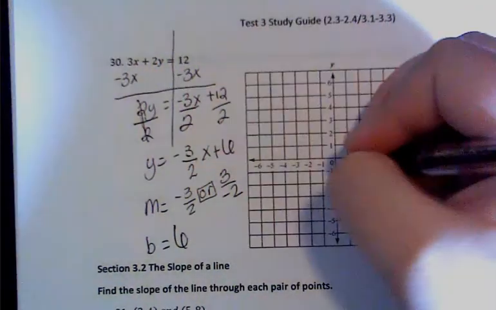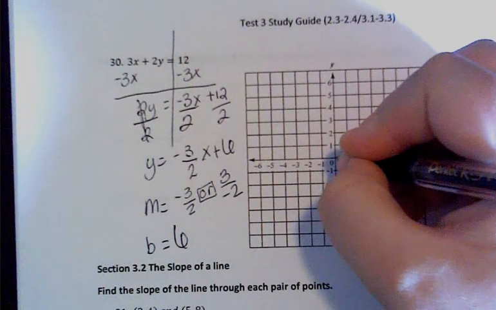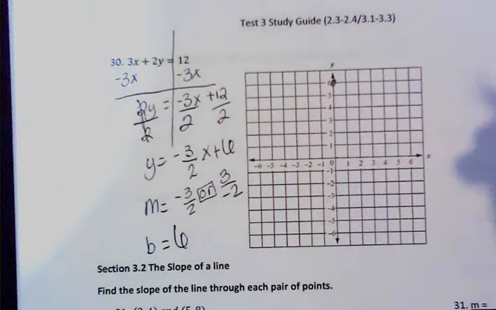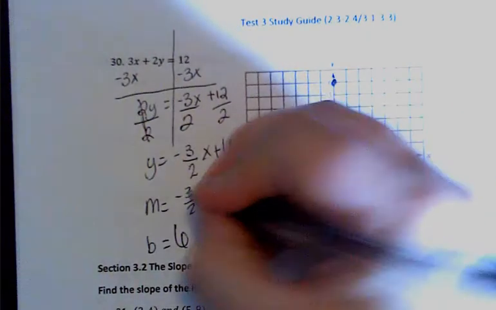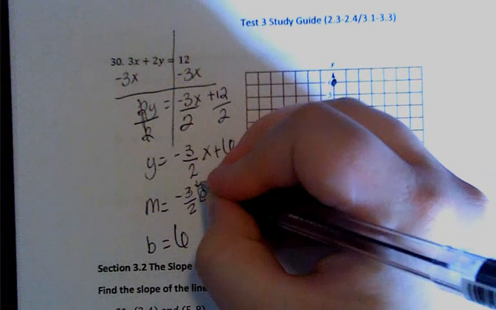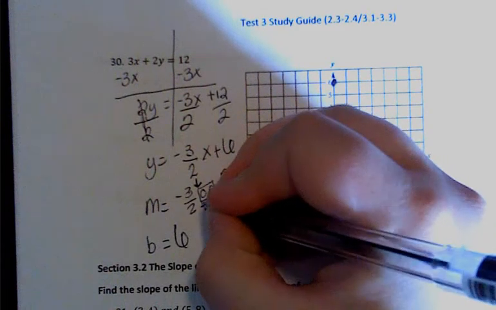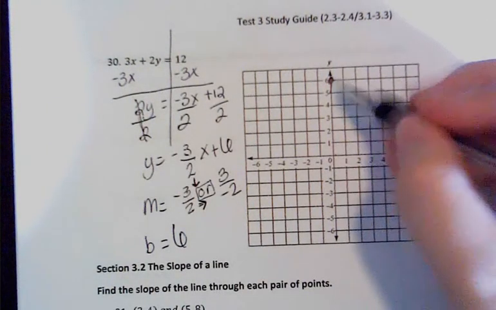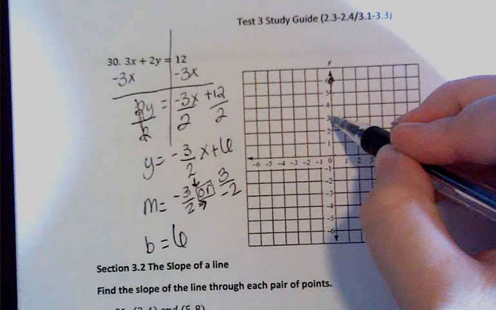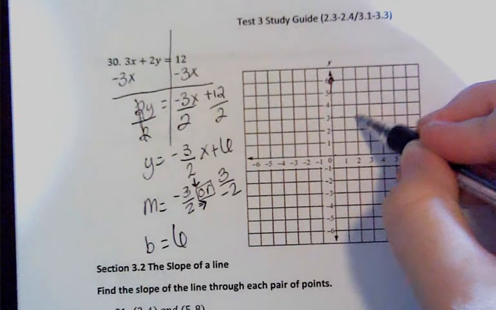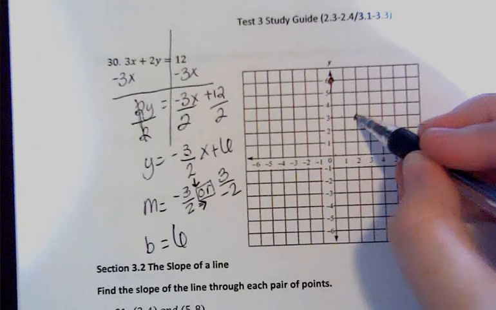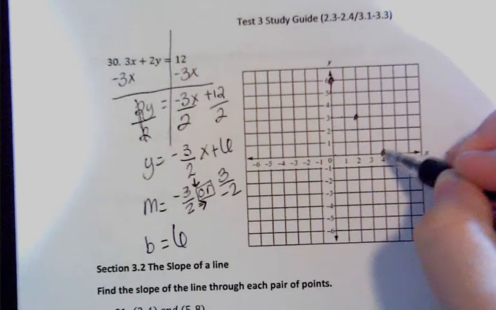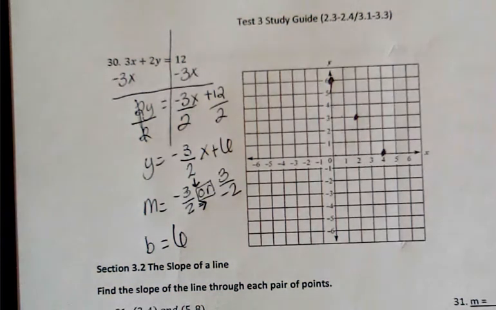So I go on my origin and I'm going to go up 6. 1, 2, 3, 4, 5, 6. I'm going to put my dot. And then I go down 3, to the right 2. So it would be down and then to the right. So I start here and I go down 3. So that would be 1, 2, 3, and then to the right 2, 1, 2. And then I'm going to go down 3 again, 1, 2, 3, to the right 2, 1, 2. So now I have my 3 dots. So now I can go ahead and connect them.